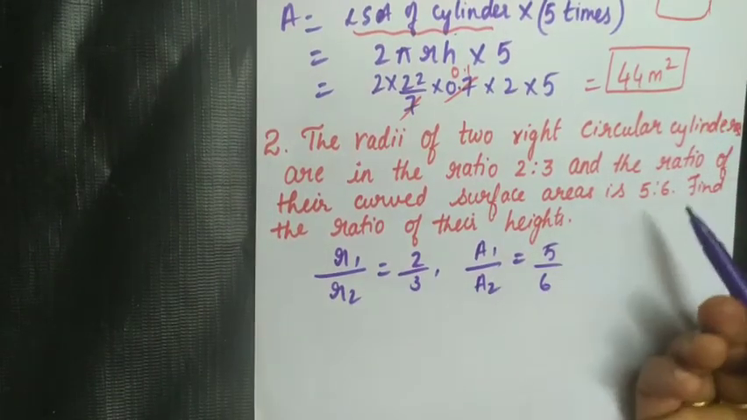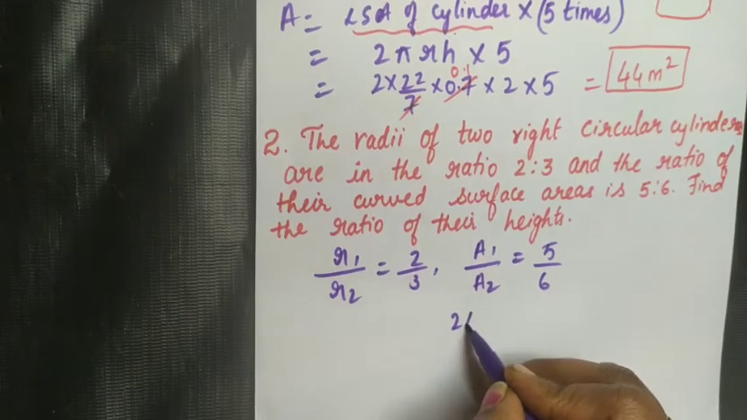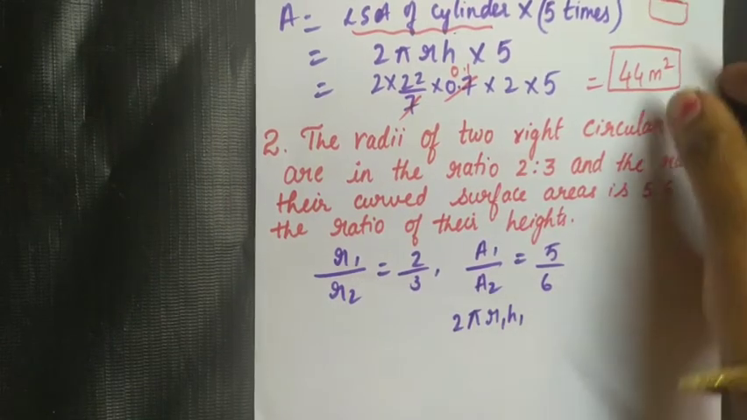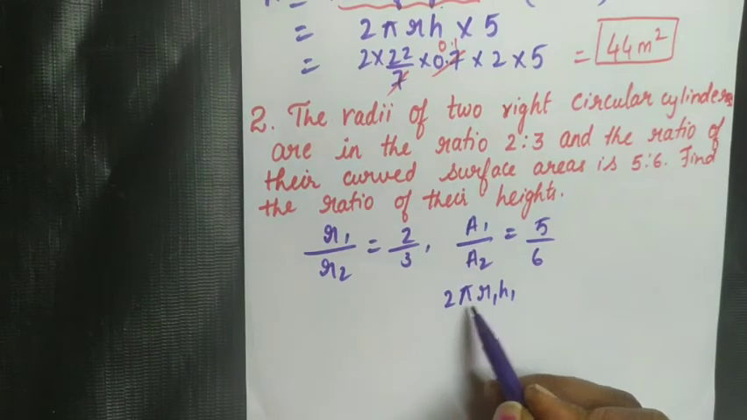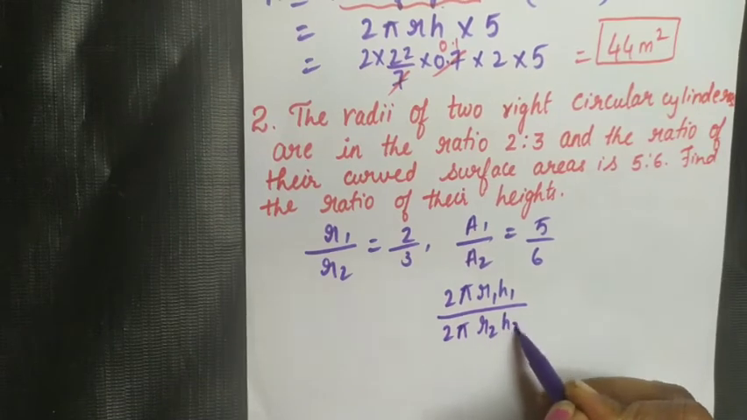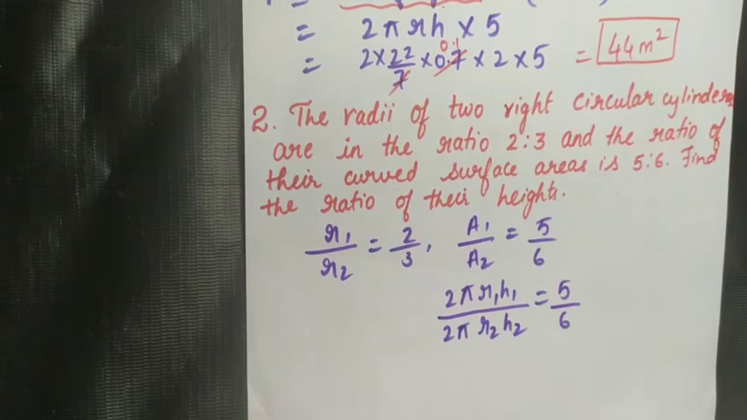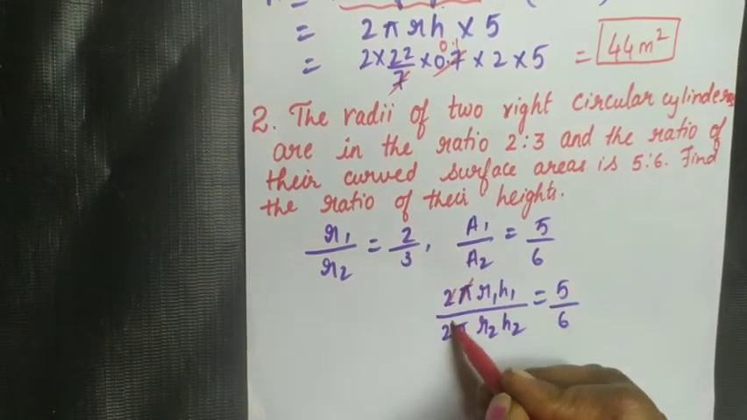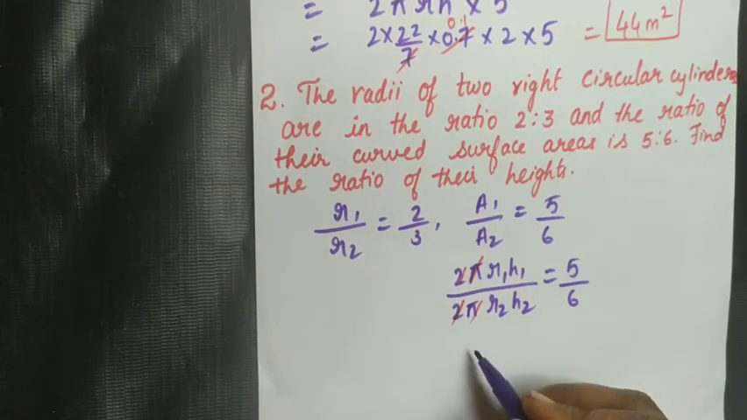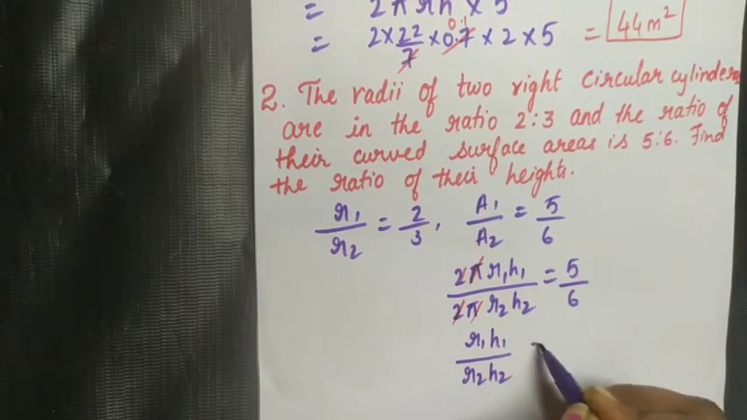So now simplify this. What is the area of a cylinder? It is 2 pi RH. Instead of 2 pi RH, we have to take 2 pi R1 H1, because we have two cylinders here, so we avoid confusion by taking R1 and H1, divided by 2 pi R2 H2, which is equal to 5 divided by 6 in the RHS. Here the 2s and pi cancel. Now take the remaining terms as they are: R1 H1 over R2 H2 is equal to 5/6.